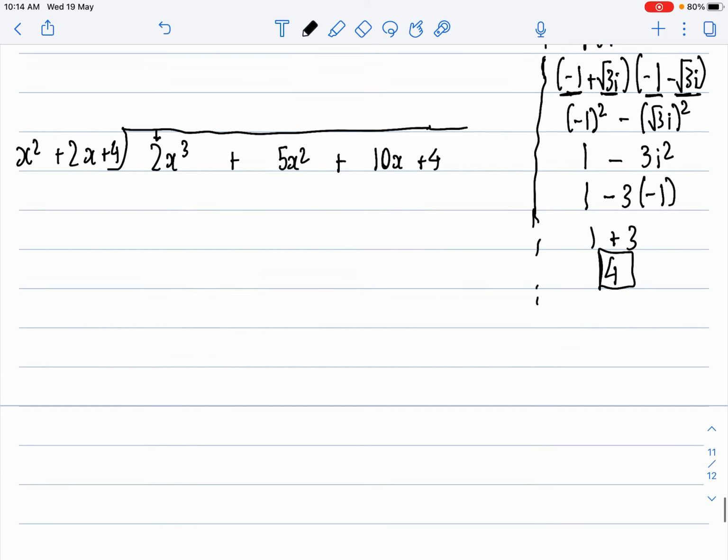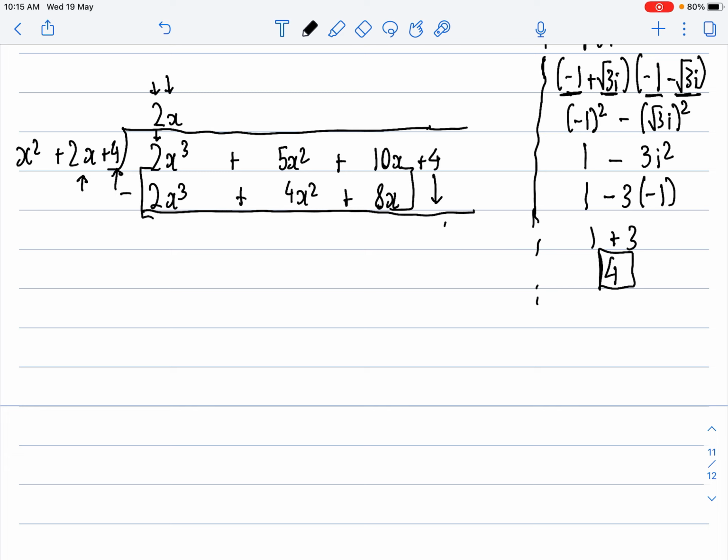So now, simple long division from the polynomials chapter. How do I solve this polynomial division? I need a 2x cube here. So what should I multiply with x square to get a 2x cube? I can simply multiply it by 2x, because x square into 2x gives me 2x cube. In the same way, 2x into 2x gives me 4x square, and 4 into 2x gives me 8x.